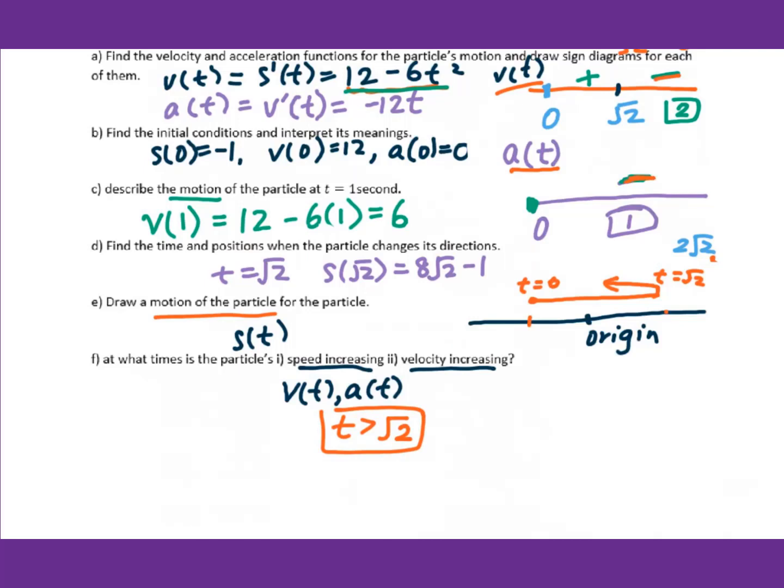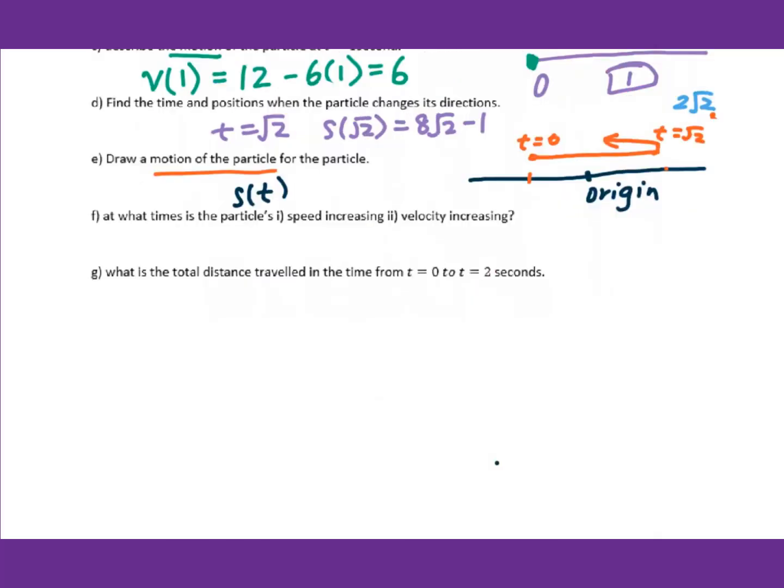For velocity increasing, you have to make sure acceleration is greater than 0. Look at the sign diagram for acceleration. At no time is the acceleration positive. So this one is none. Velocity is never increasing.